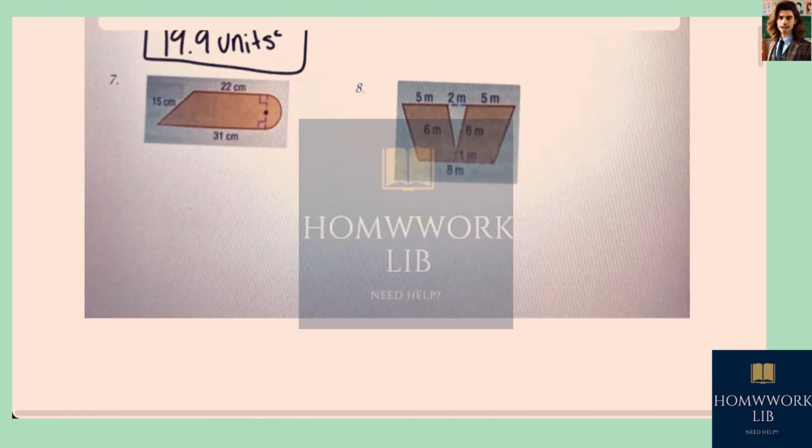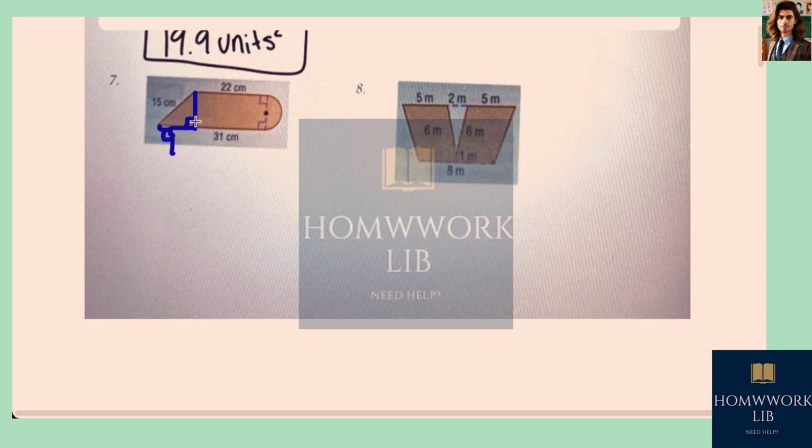Let's think of this in parts. Let's first find this length for the right triangle. If it's 22 and 31 for the total, you could subtract that, and that's going to be 9 units. And then we can complete with the Pythagorean theorem.